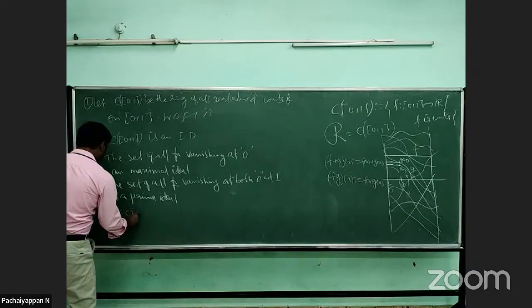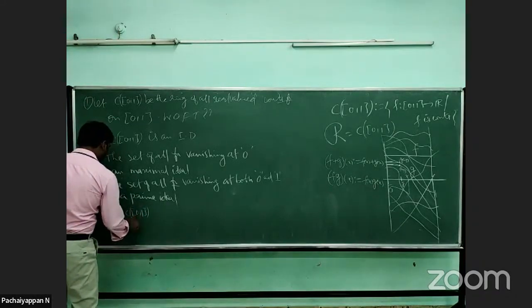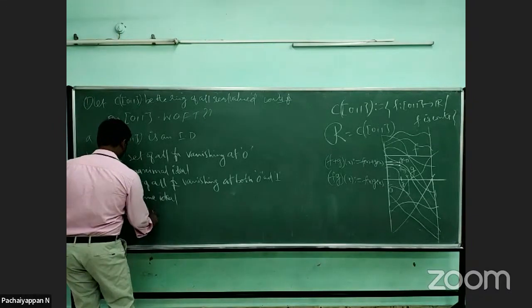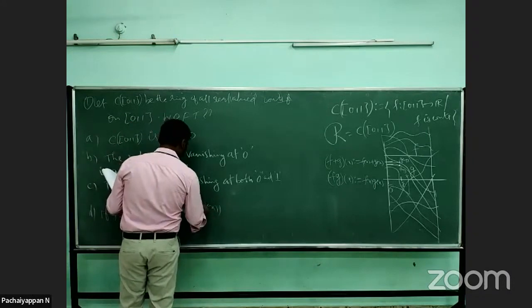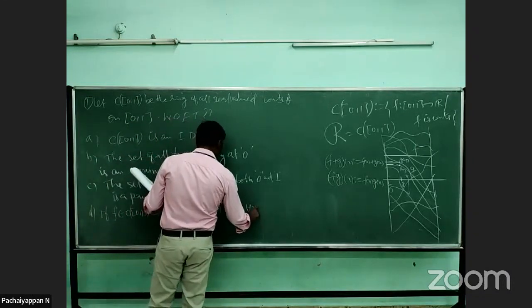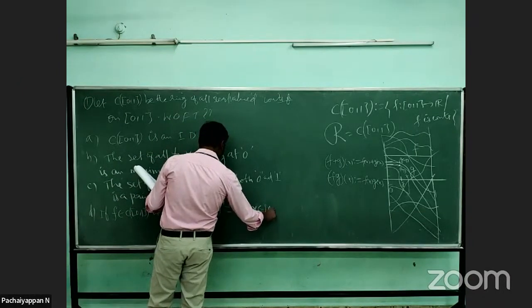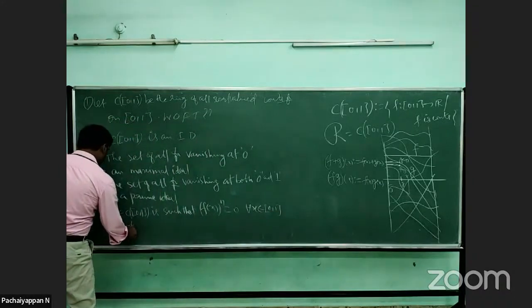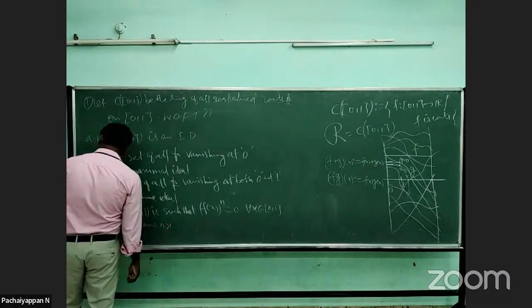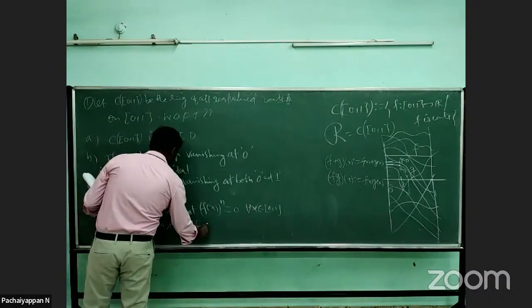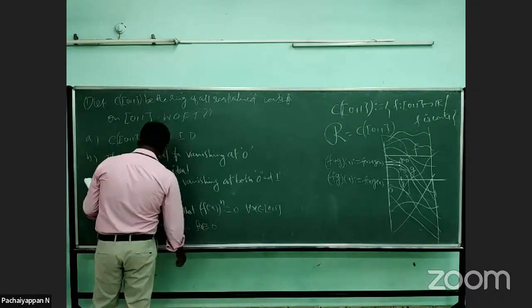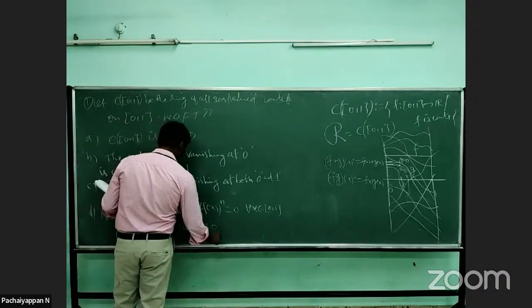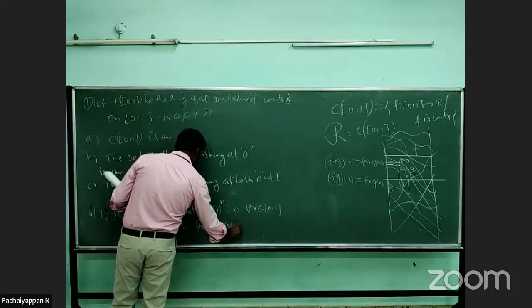If f belongs to C[0,1] such that f^n(x) = 0 for all x belonging to 0 to 1, for some n strictly greater than 1, then f is identically 0, which means f(x) = 0 for every x in [0,1].